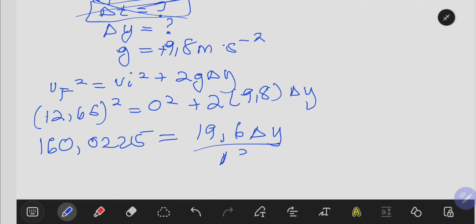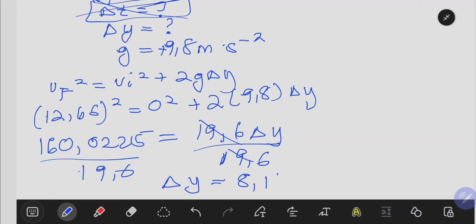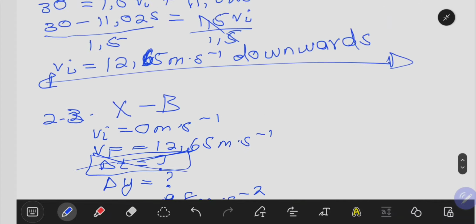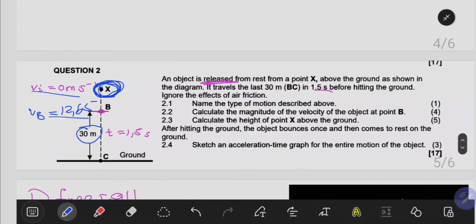We divide both sides by 19.6. Then now our change in displacement is 8.16 meters. So the distance, or the displacement, between X and B is 8.16 meters. They want the height of point X above the ground.